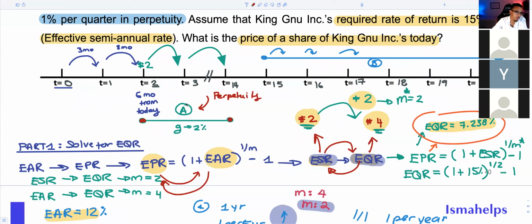Should we use a perpetuity formula for something that lasts from T2 all the way to T14? Would that make sense? No, it wouldn't, right? What formula would we use here? We would use a growing annuity. It's almost like they do the same thing on these exams. It's kind of crazy. So we know to use that.